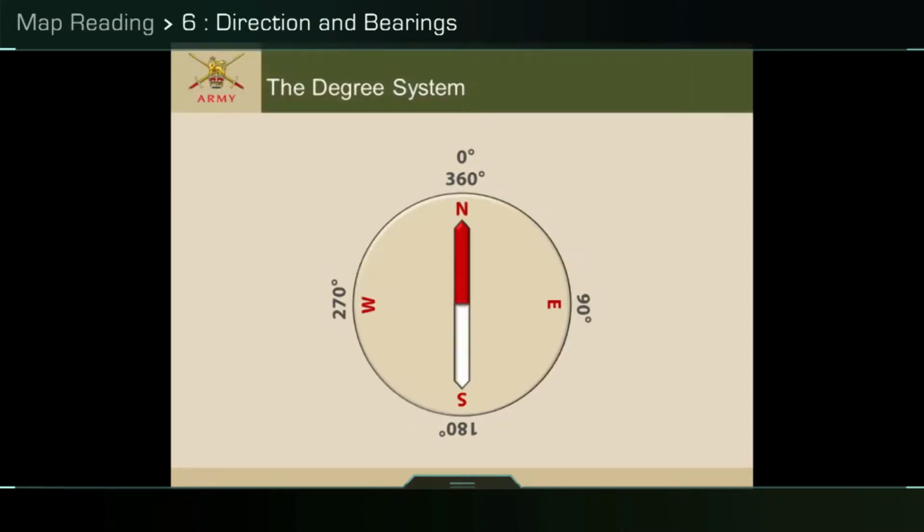In degrees, you should know that north equals 0 or 360 degrees, south 180 degrees, east 90 degrees, and west 270 degrees. In the army, however, we use the mil system, where a circle is divided into 6,400 mils, with north being 0 or 6,400 mils, south 3,200 mils, east 1,600 mils, and west 4,800 mils.